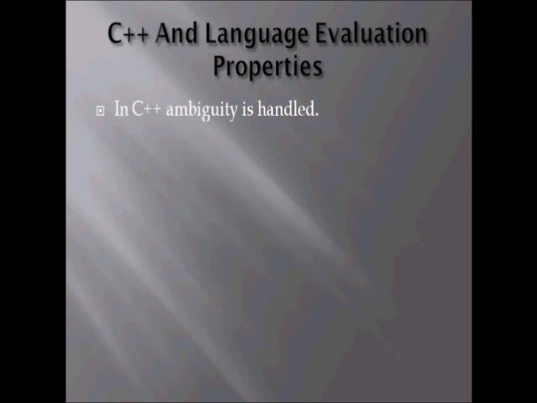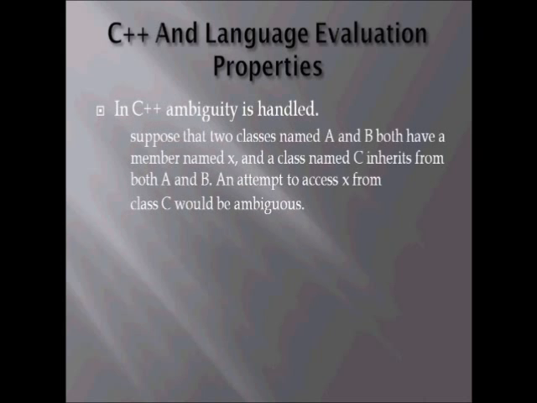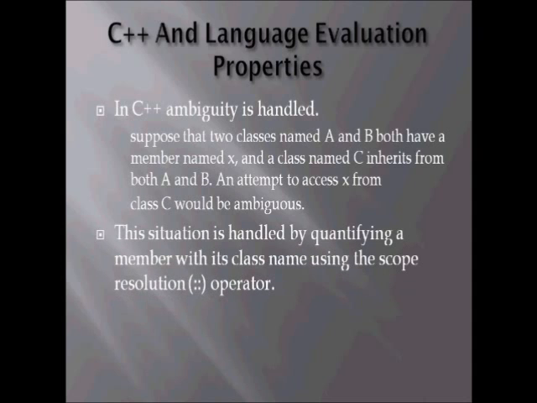In C++, ambiguity is handled. Suppose that two classes named A and B both have a member named X, and a class named C inherits from both A and B. An attempt to access X from class C would be ambiguous. This situation is handled by qualifying a member with its class name using the scope resolution operator.